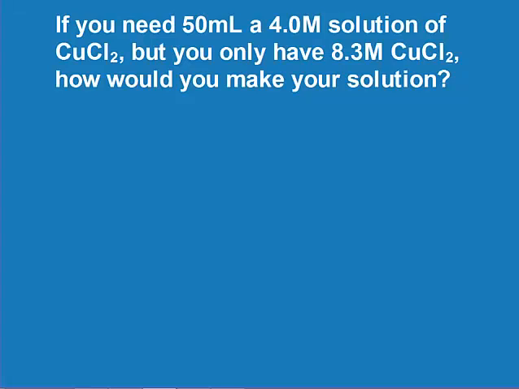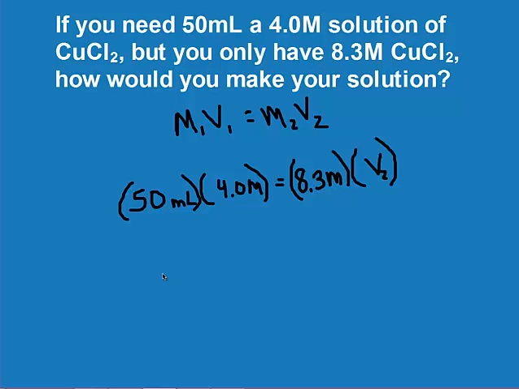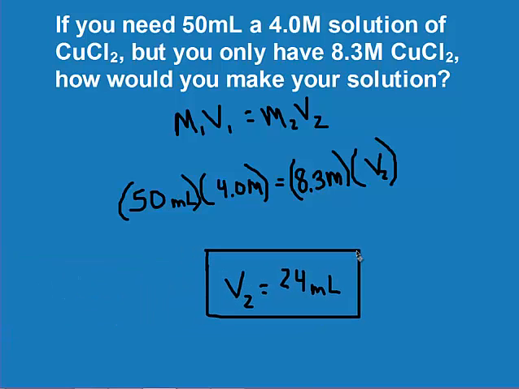Go ahead and pause the video and try this one on your own. Restart when you have your answer. In this case, we have 2 molarities, 1 volume, and we're looking for the other volume, which means we're using the dilution problem or equation. We know 50 milliliters goes with 4 molar, and 8.3 goes with our unknown. Dividing both sides by 8.3, and we get that our ending volume is 24 milliliters.